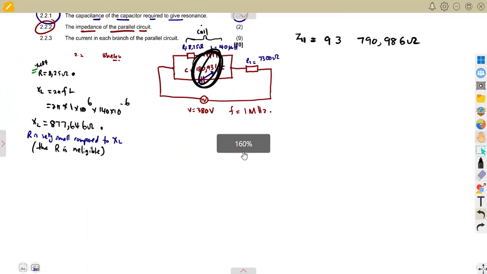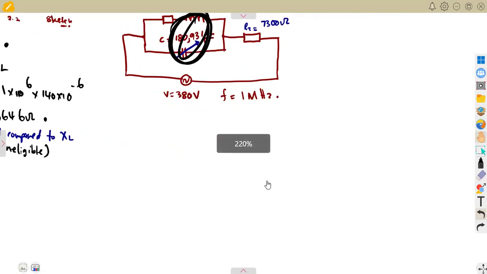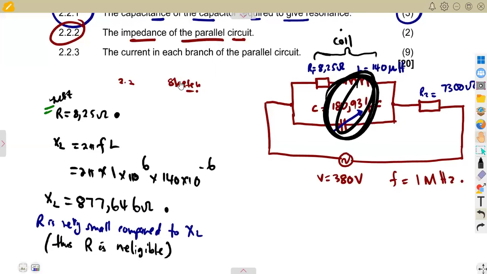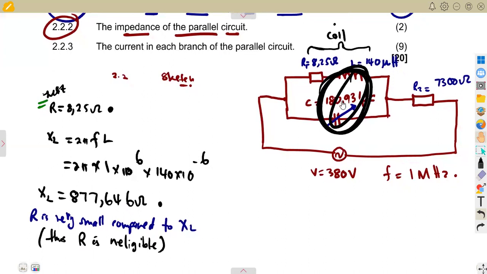2.23, 9 marks, this typical question: the current in each branch of the parallel circuit. How can we calculate this one? The current in each branch of the parallel, meaning to say we need this one. Guys, if I erase, I have to erase everything, so I just mistakenly did this.